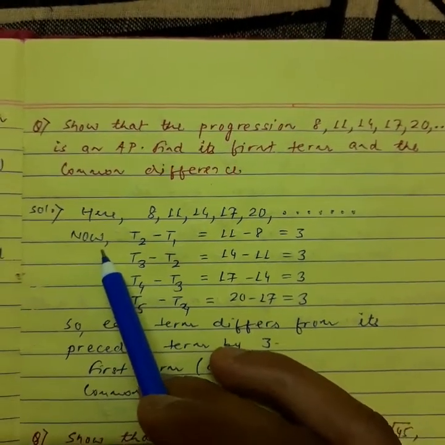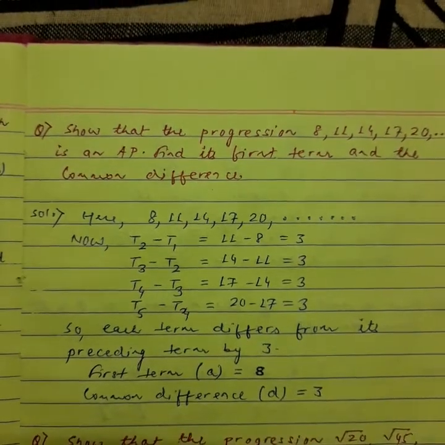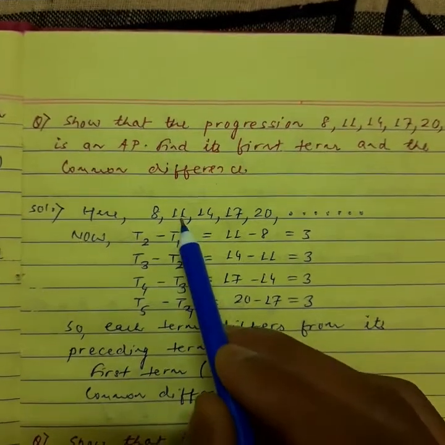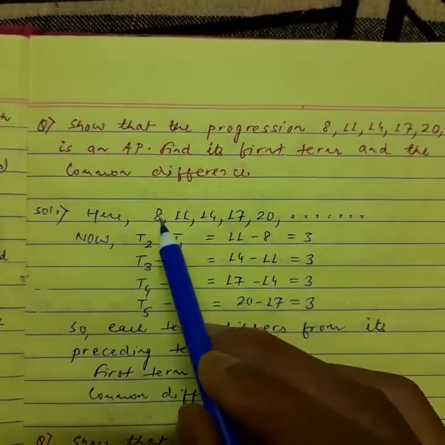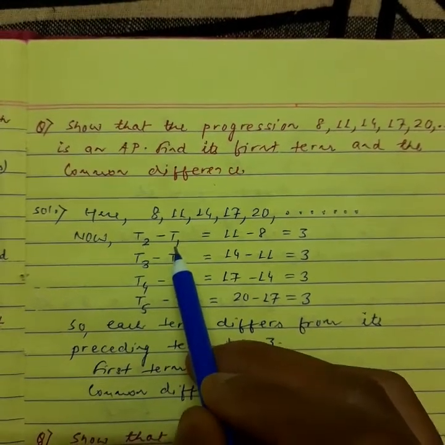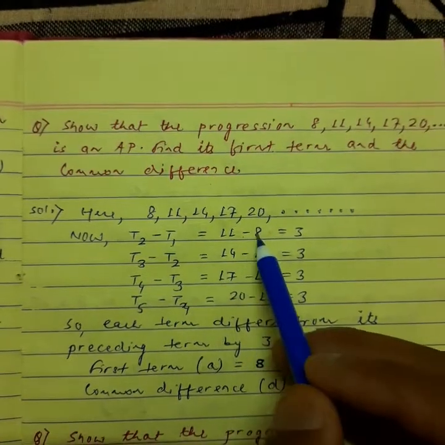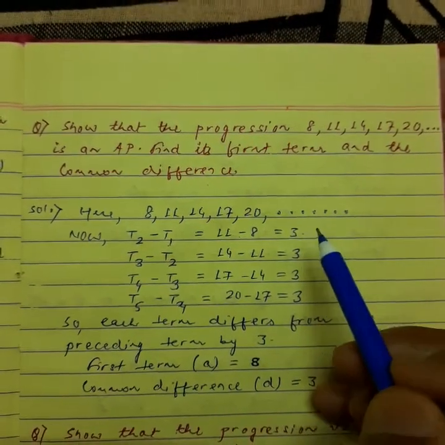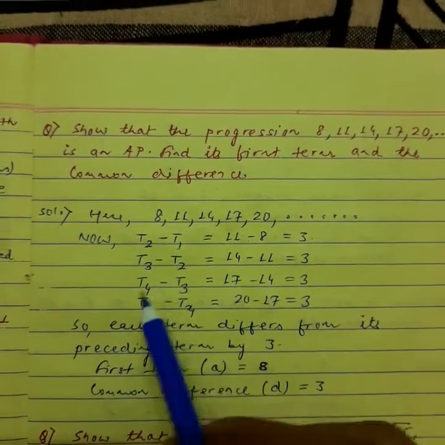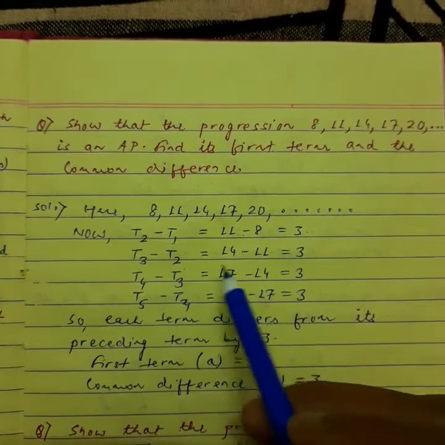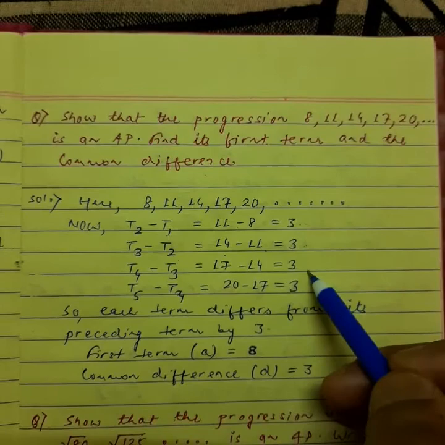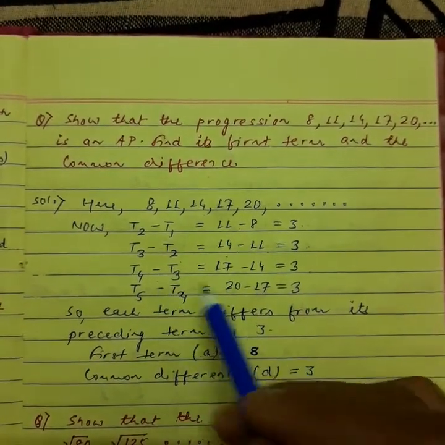Now we will select a term and subtract its preceding term from it. If I take term 2, we need to subtract the preceding term, that is term 1, from it. So T2 minus T1, that is 11 minus 8, will be 3. Let us check this for another pair. If I take term 3 minus term 2, 14 minus 11, it will also give 3. If I check another pair, 17 minus 14, this is also giving 3.